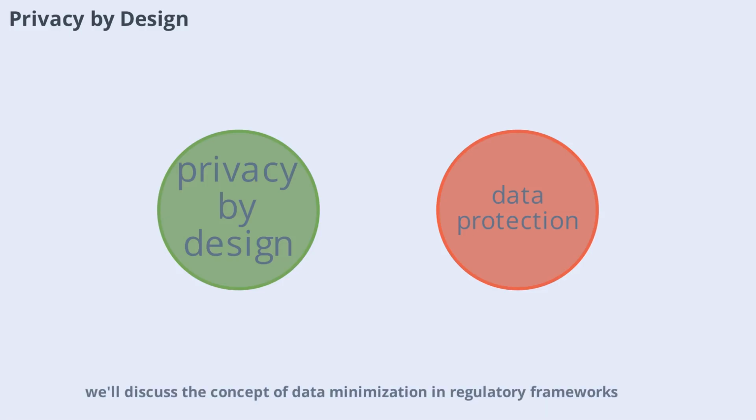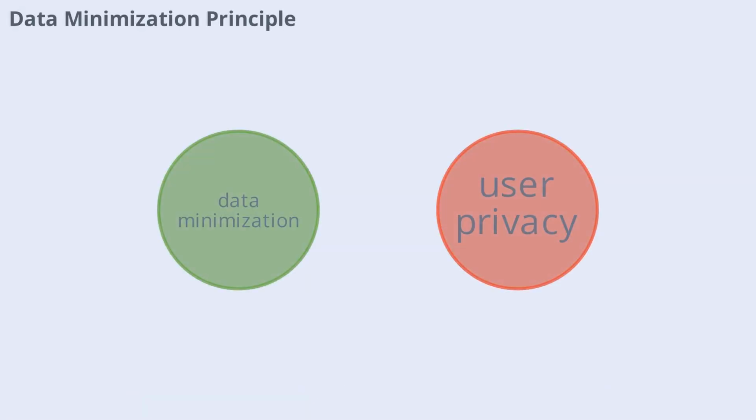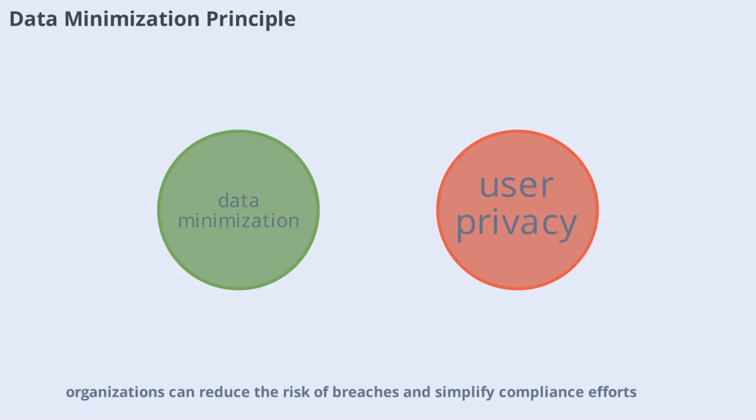Next, we'll discuss the concept of data minimization in regulatory frameworks. Data minimization is a key concept in many cybersecurity regulations. It means collecting and retaining only the data that is necessary for a specific purpose. By limiting the amount of personal information stored, organizations can reduce the risk of breaches and simplify compliance efforts. Regulations may require companies to justify why they collect certain data and how long they keep it. Practicing data minimization helps protect user privacy and supports regulatory compliance.